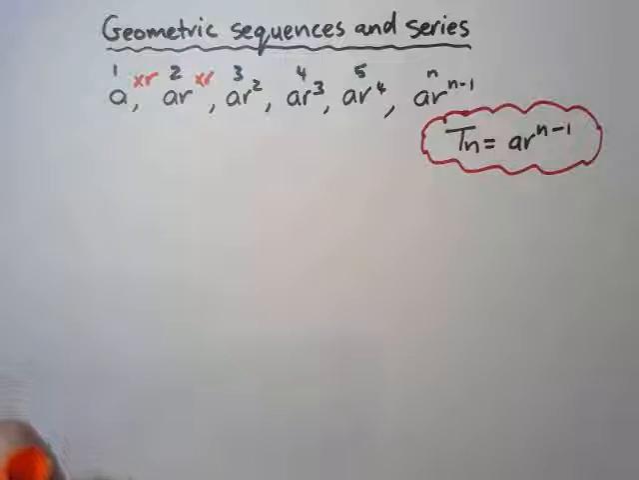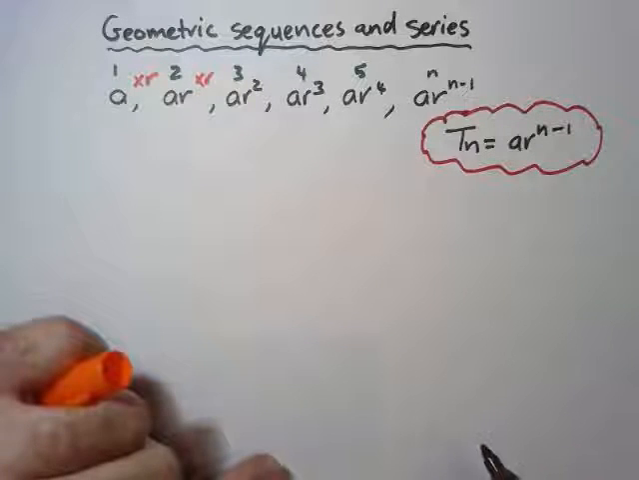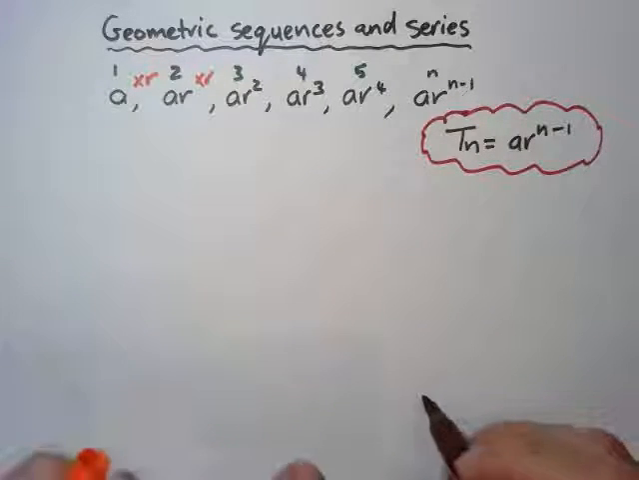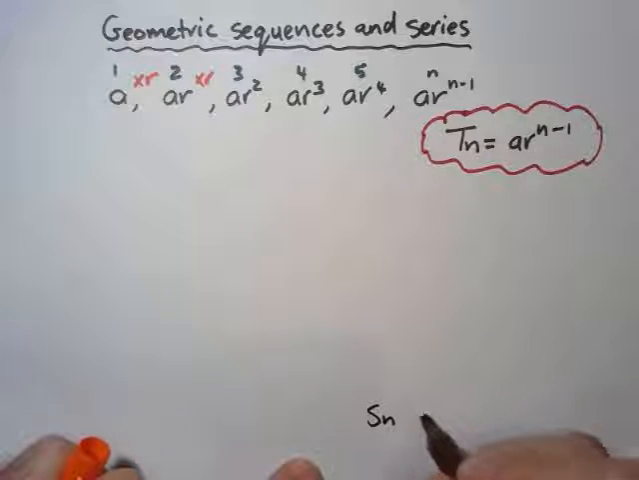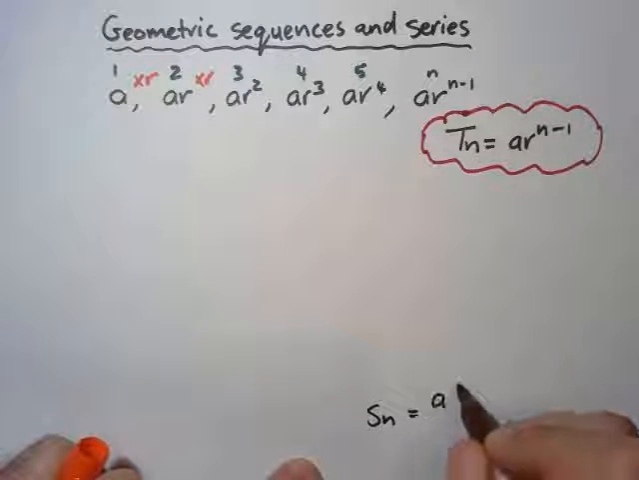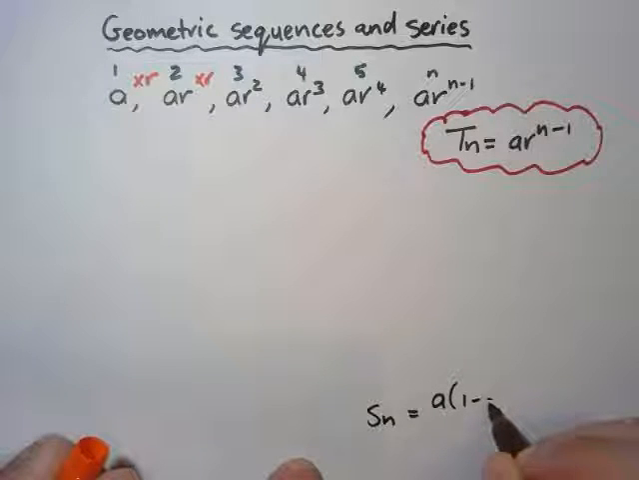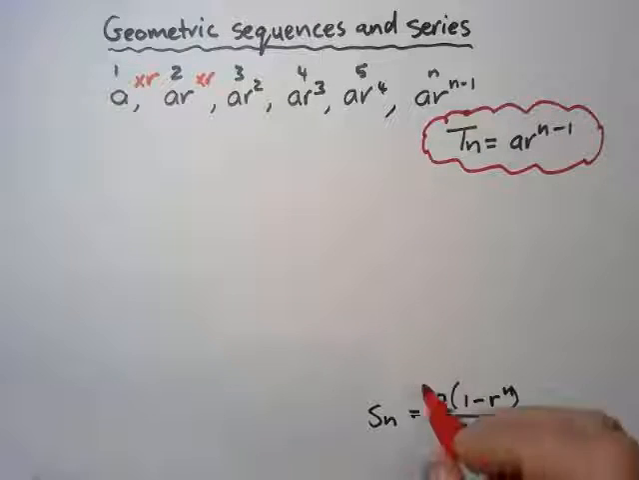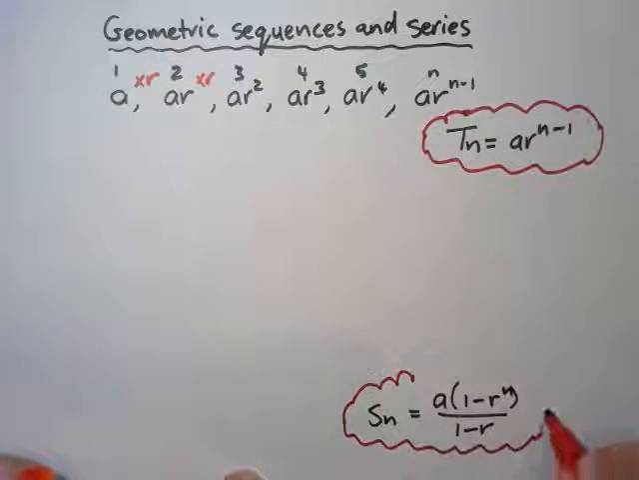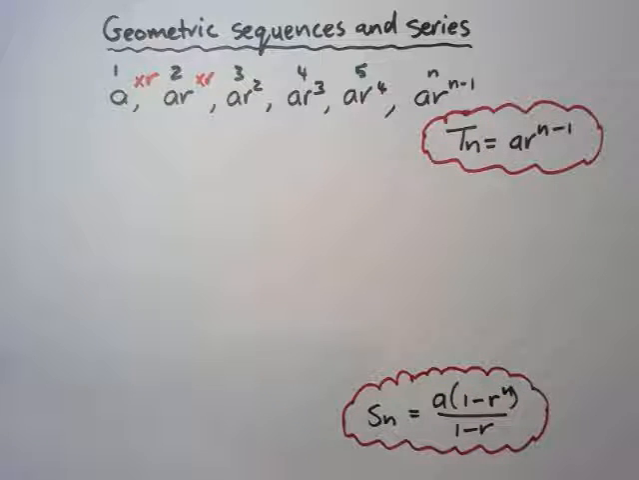This is the only thing you have to remember, that the nth term is that formula. The series, remember, is just the sum of all these terms. I'm going to do the same as with the previous video and write down what the sum is. I'm going to say the sum of the first n terms equals a(1 minus r^n) divided by 1 minus r. That's all you have to know. For those who don't mind, you can stop the video now. For those who are interested in math, I'll quickly show you where that comes from.